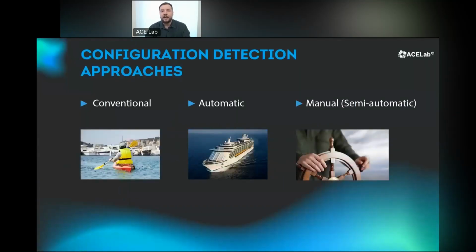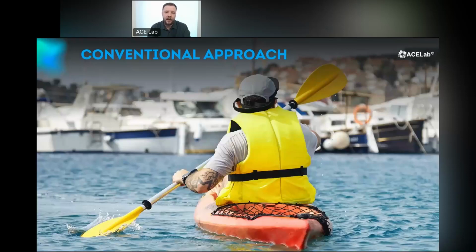The next, one of the most important and interesting issues when we talk about RAID data recovery, is configuration detection. And here we have 3 main approaches. The first one, conventional, the second one, automatic, and the third, manual. So let's discuss. And just a question for you.